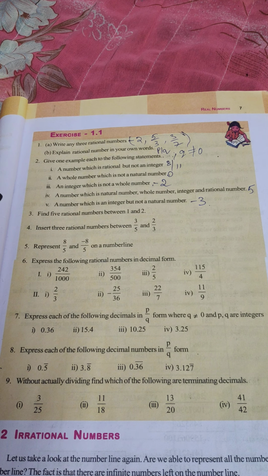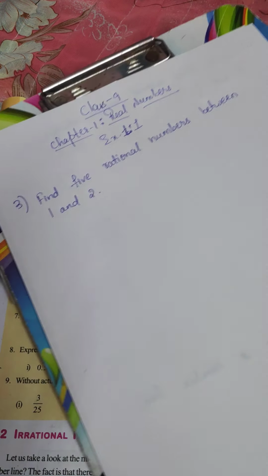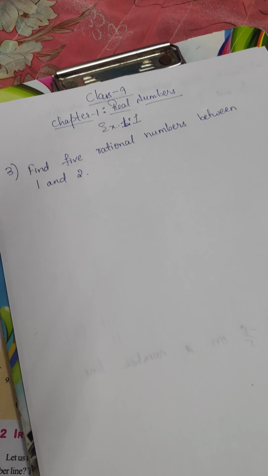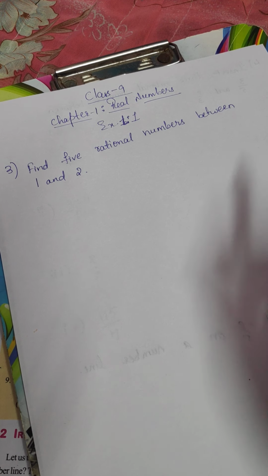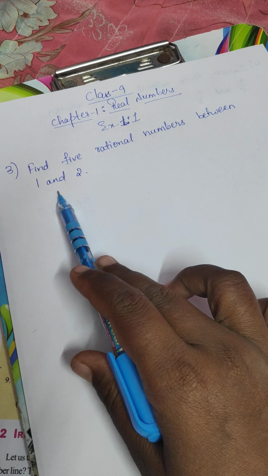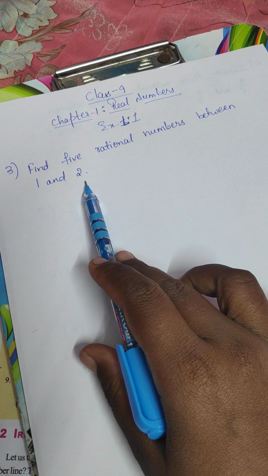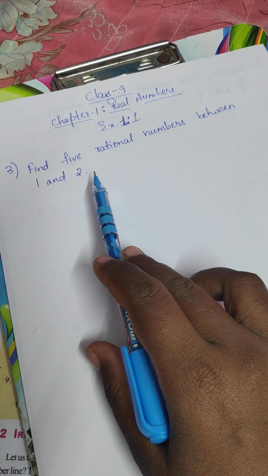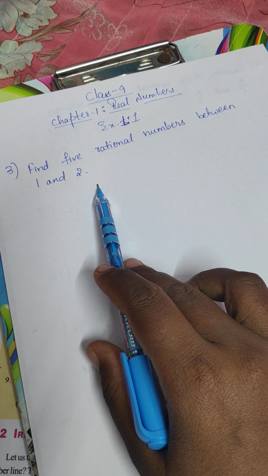Now we will check the third bit. The third bit is find 5 rational numbers between 1 and 2. Children, do you remember the method which I have explained? I have explained two methods.